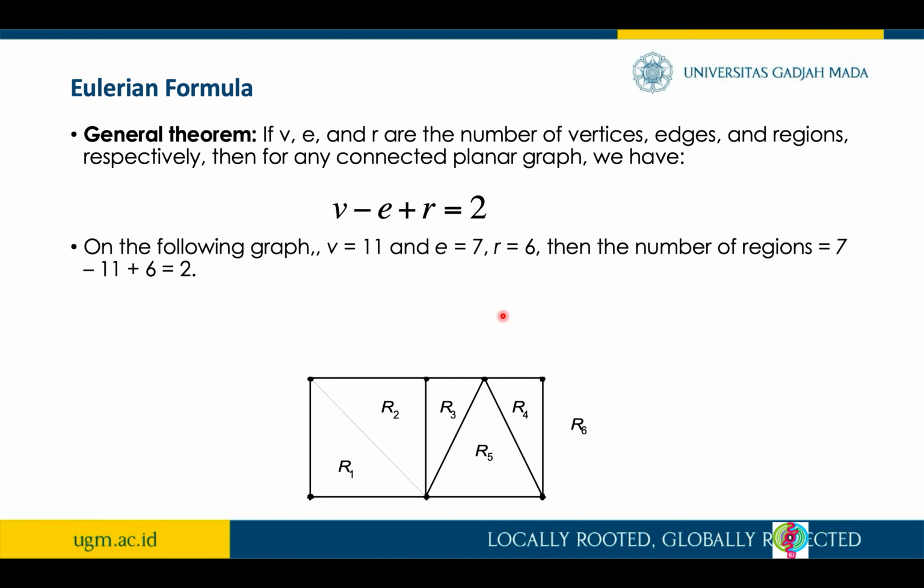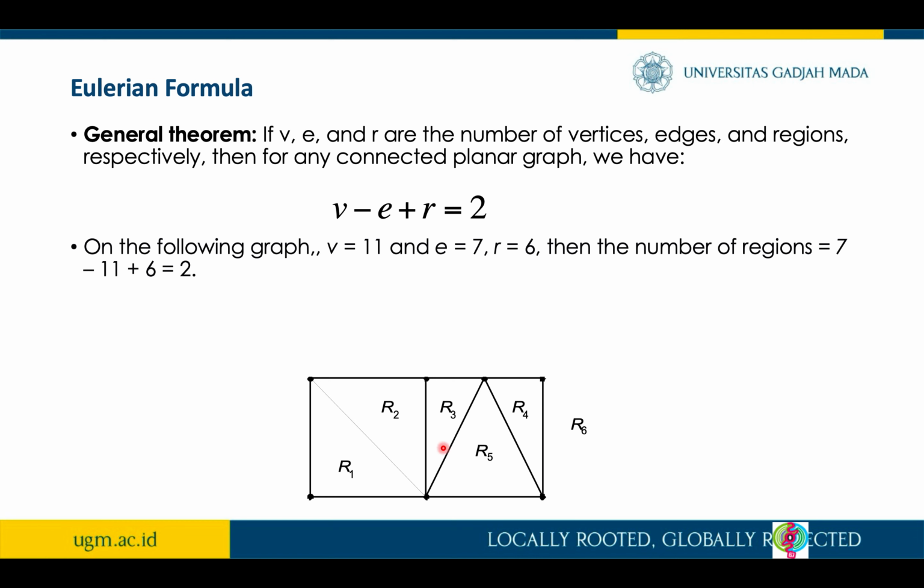Related to the number of vertices, the number of edges, and the number of regions on a planar graph, we have this formula. It is called Euler's formula. If V, E, and R are the number of vertices, the number of edges, and the number of regions, then for any connected planar graph, we have this equality: V minus E plus R equals 2.